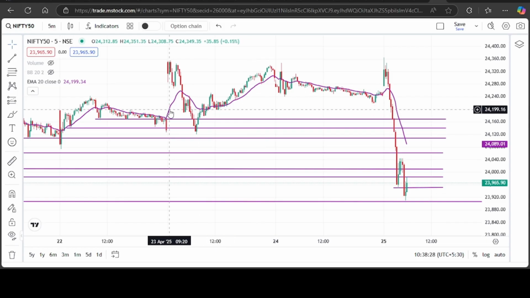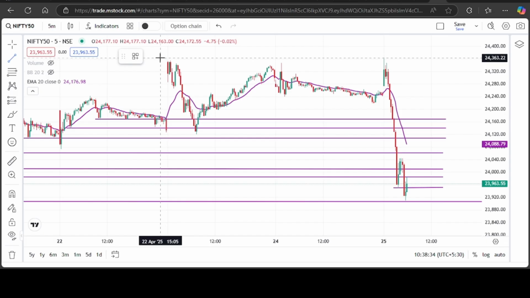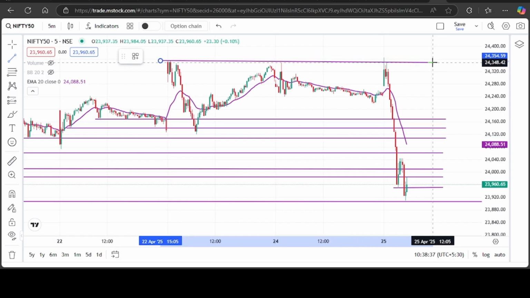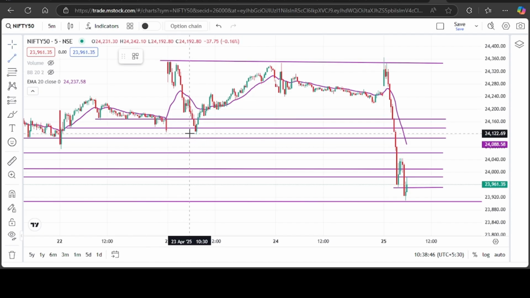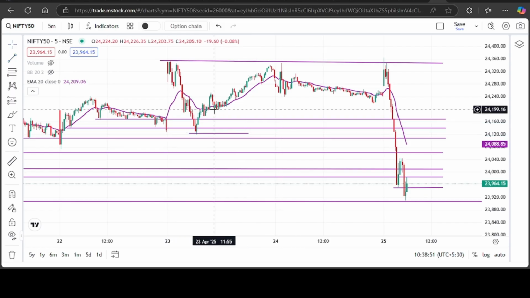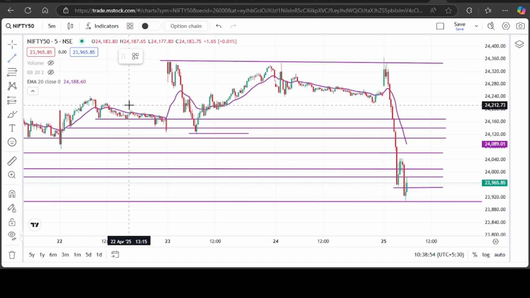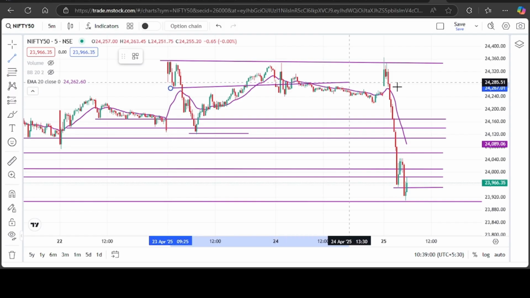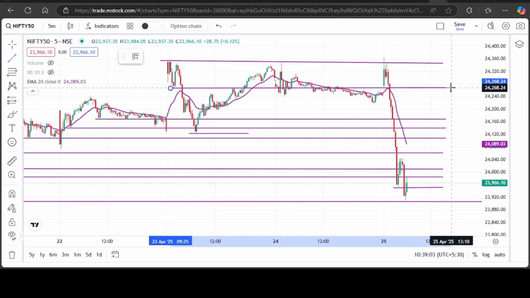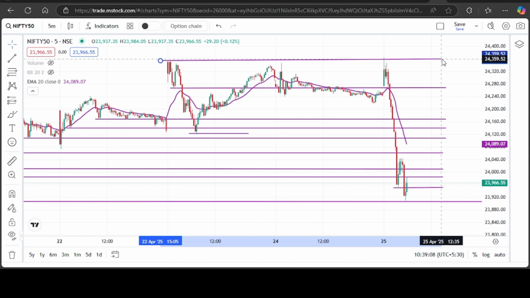Now talking about the 23rd of April. This was the highest point of 23rd April, and this was the lowest point of 23rd April. Then there were significant swings here. This was one swing. This is a significant swing.